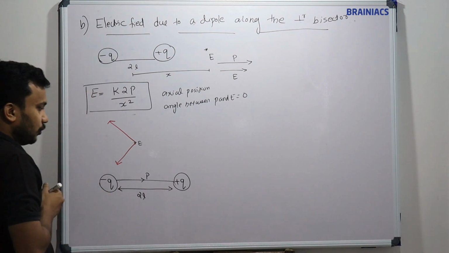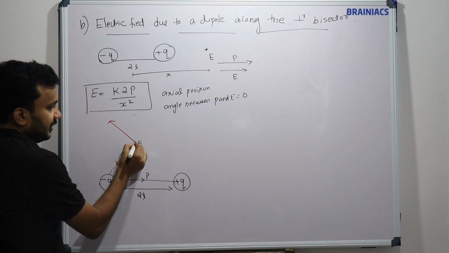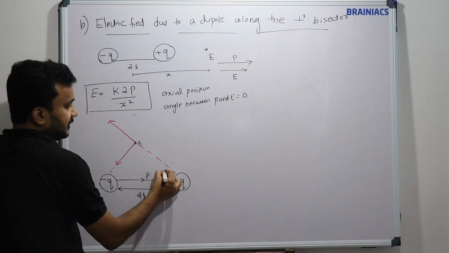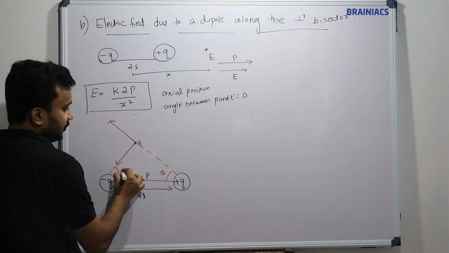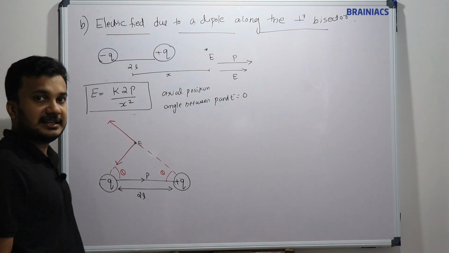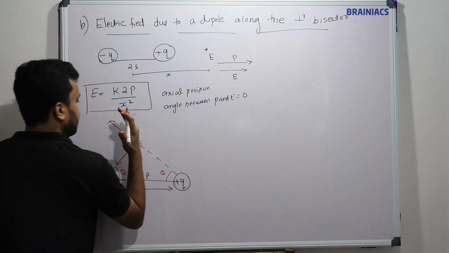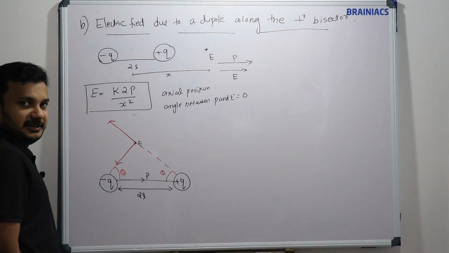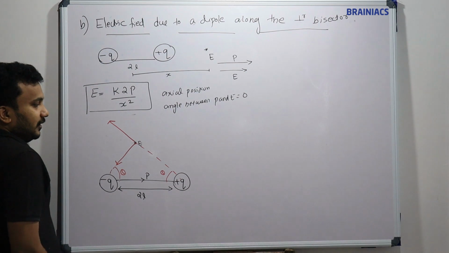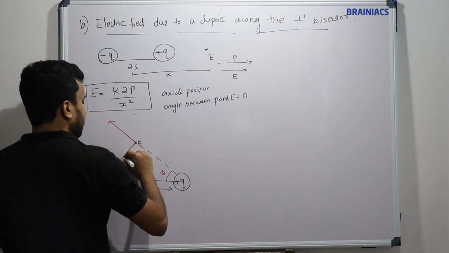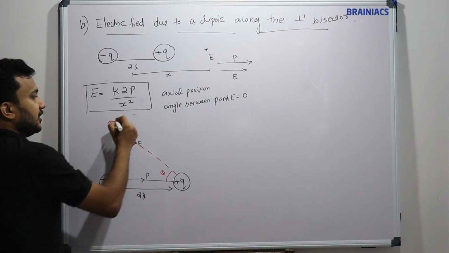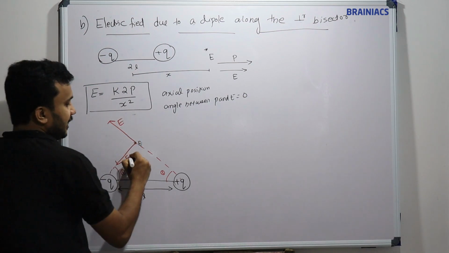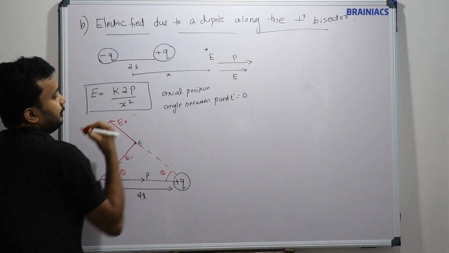Now we will see what's happening. Let me complete this as a triangle. This angle is theta, so of course this angle is also theta. You can consider this an isosceles triangle because I am cutting the bisector and the two base angles are equal as per mathematics. Now this is the electric field due to the minus q charge and this is the electric field due to the plus q charge. To understand easily, I am calling them E minus and E plus.